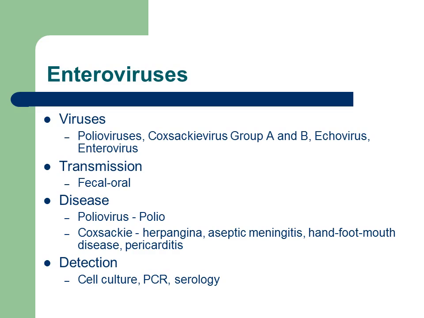You can see meningitis, you can see hand, foot, and mouth disease, you can see pericarditis. The Coxsackie group of viruses can cause all of those. Enteroviruses usually will cause an intestinal type of infection and symptomology, so vomiting, diarrhea, and detection is by cell culture, PCR, and serology.